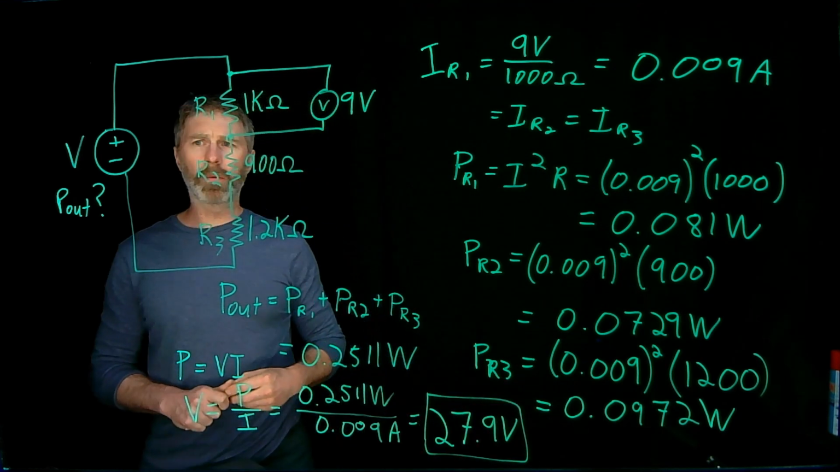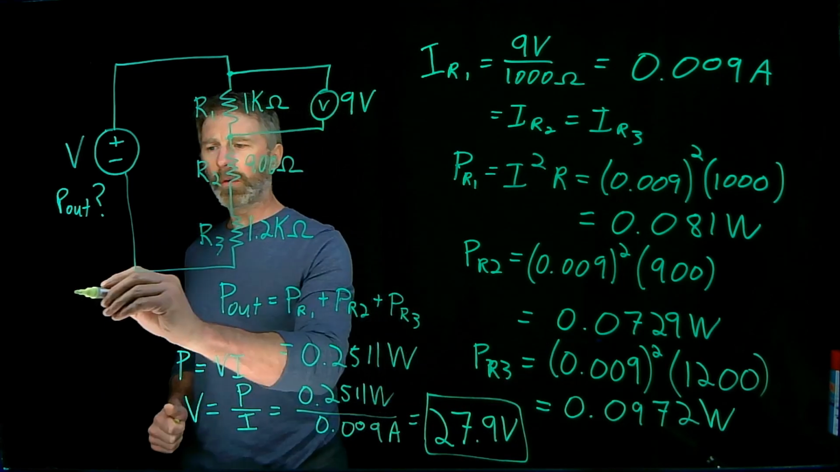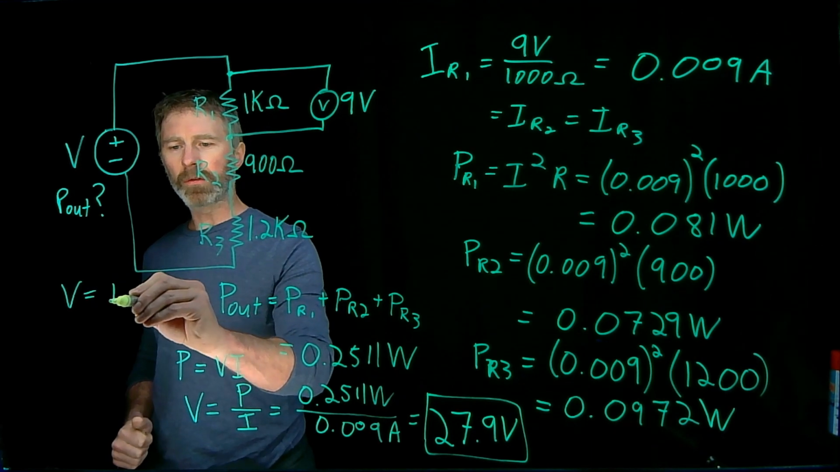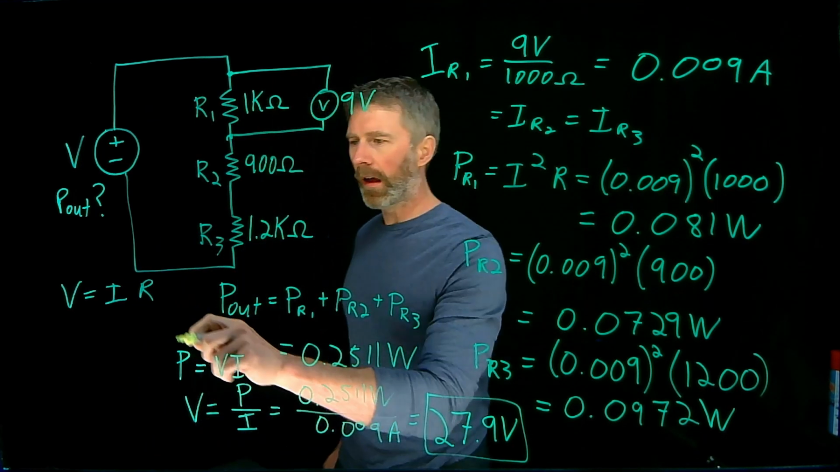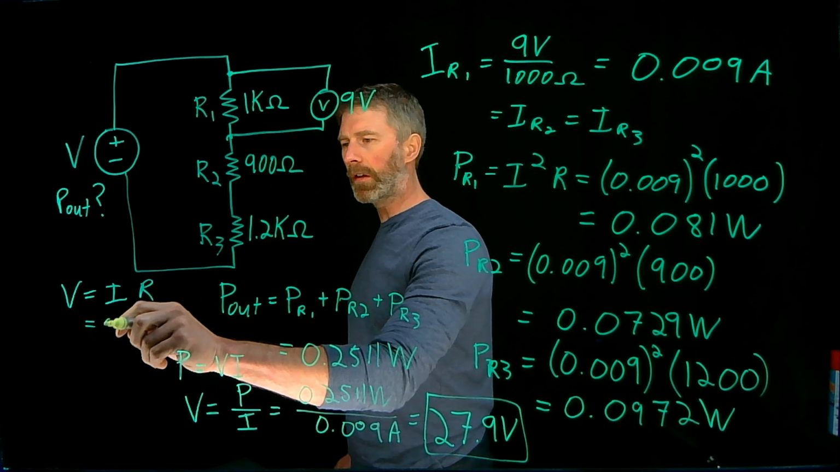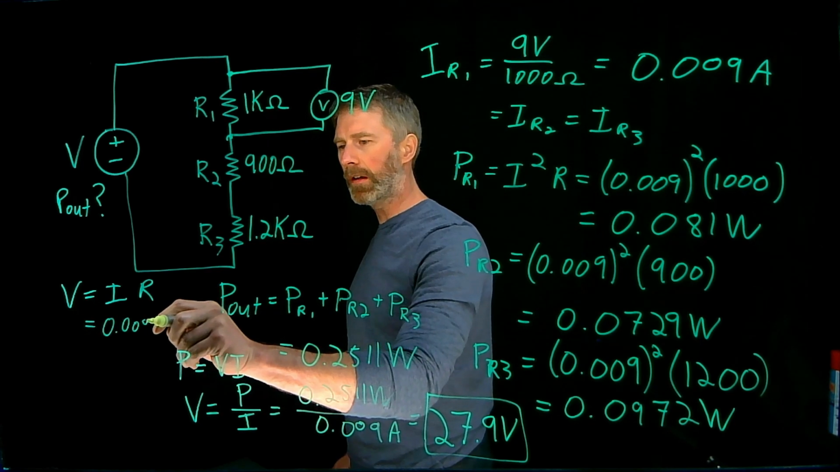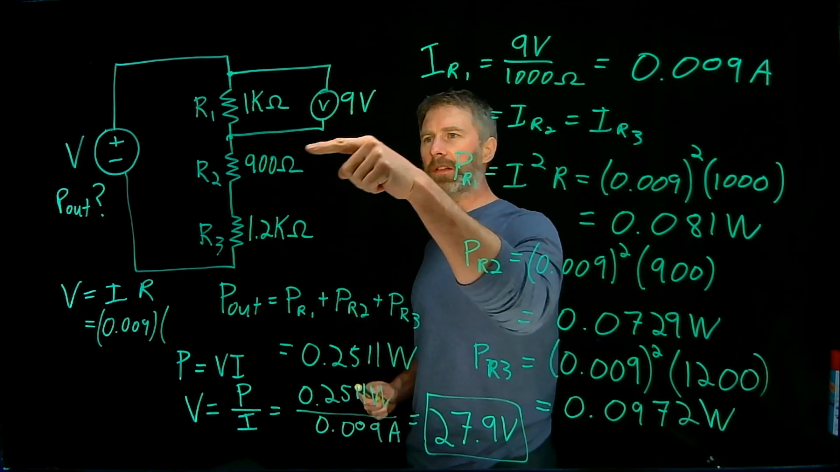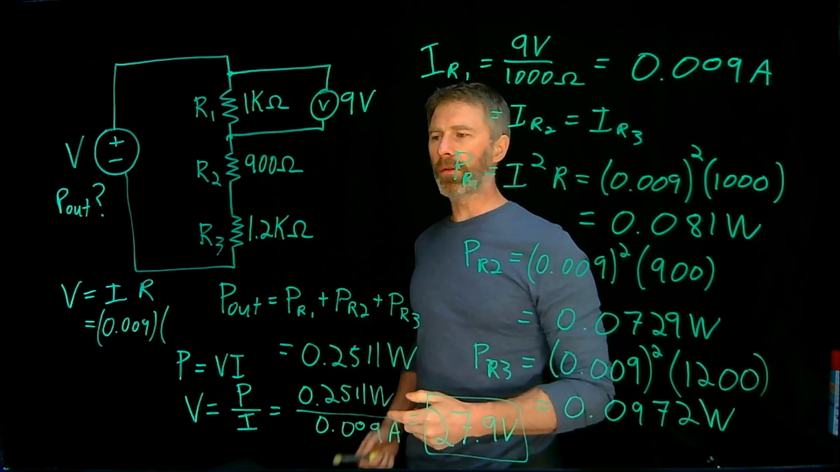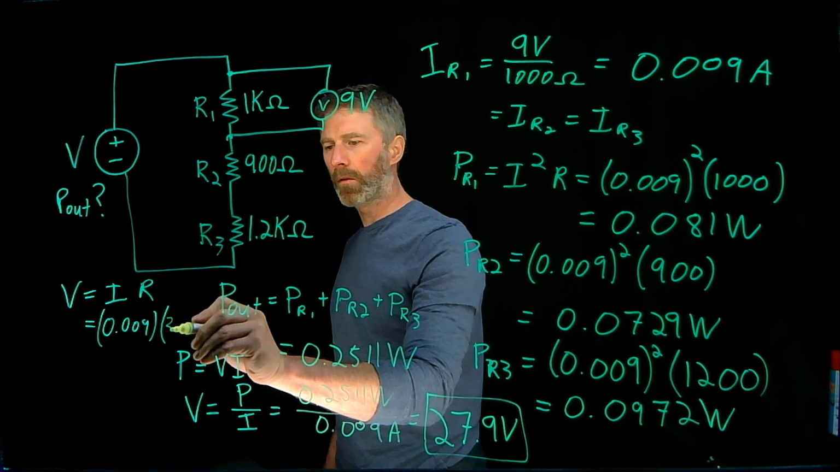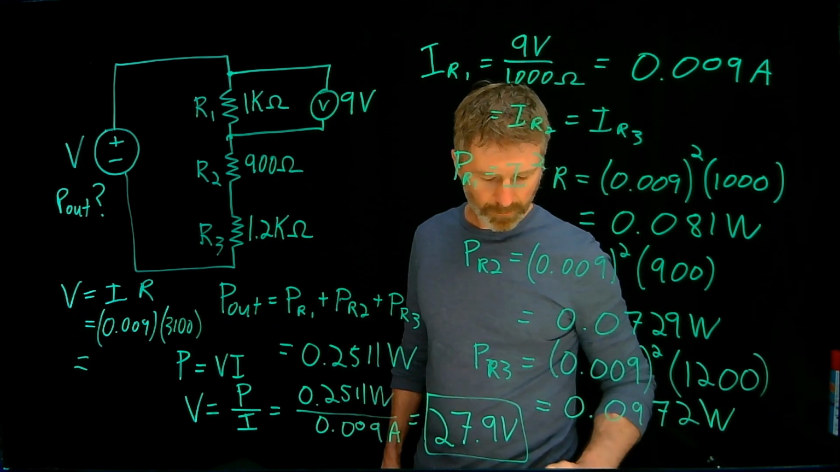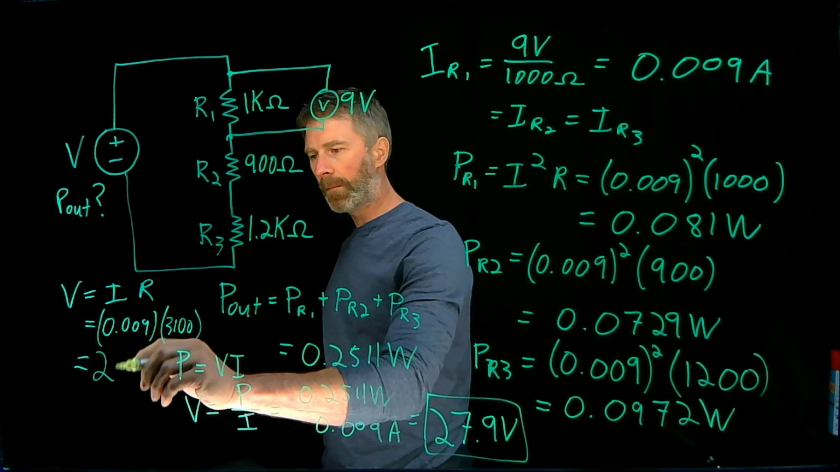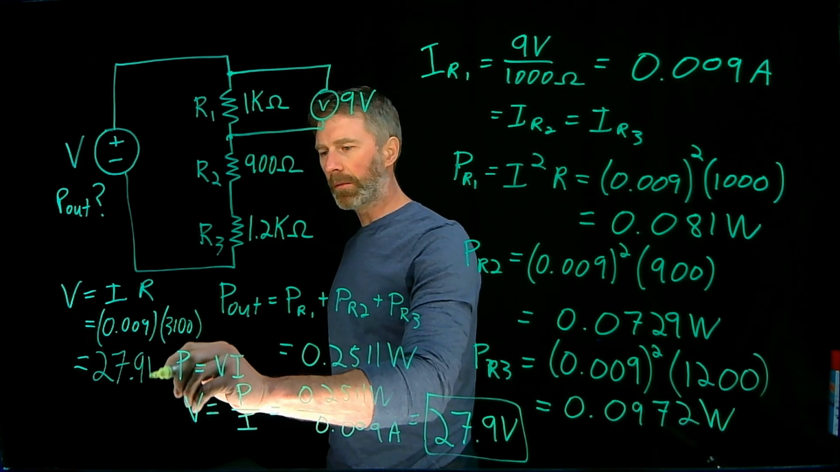To double check my work, I can take the voltage V equals IR, and my current is 0.009. And the resistance will be 1K plus 900 plus 1.2K, so that gives me 3.1K, or 3100. What do you know? Exactly the same, 27.9 volts.